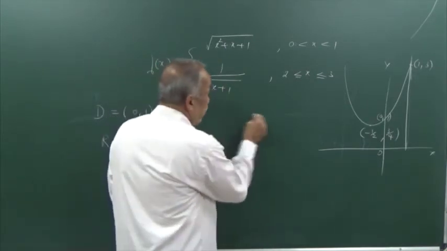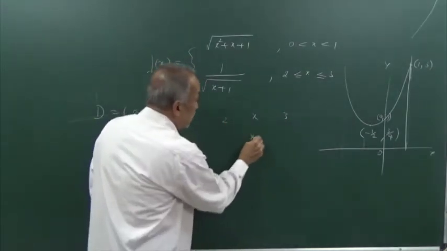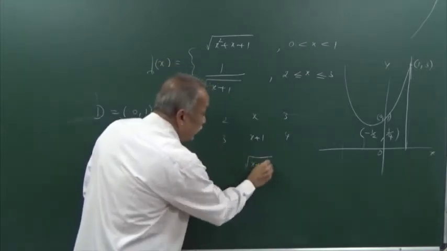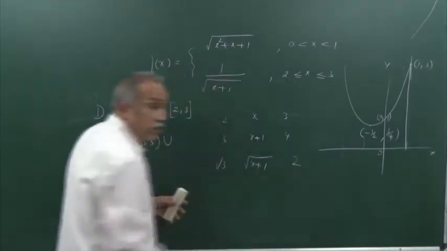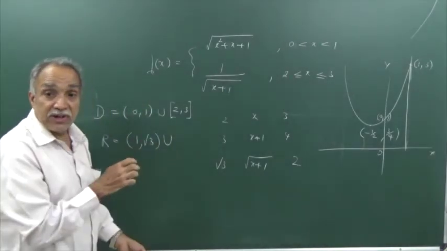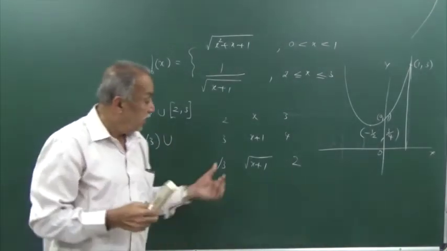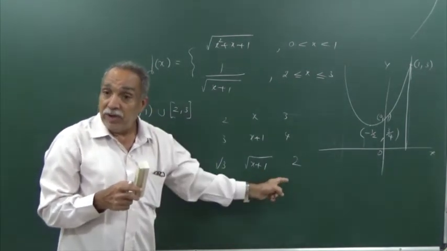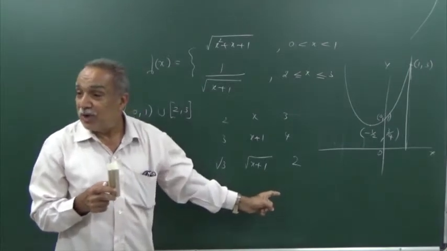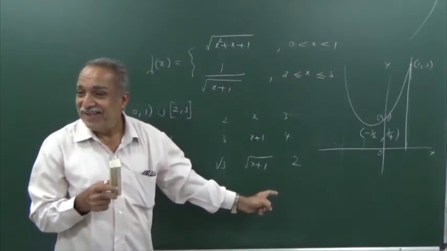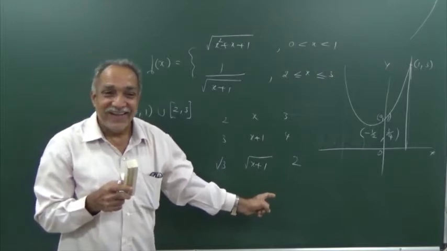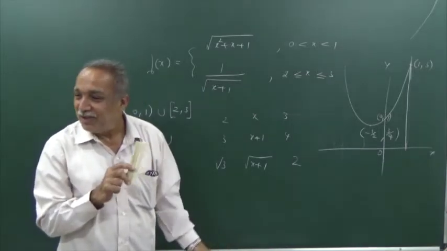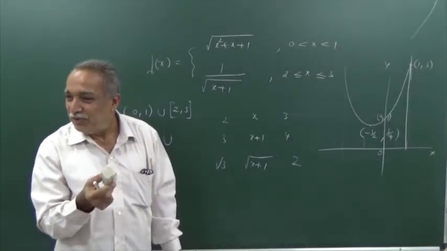Your x is varying from 2 to 3. X plus 1 is varying from 3 to 4. Root of x plus 1 will be varying from root 3 to 2. When you apply reciprocals, values will lie between 1 by root 3 and 1 by 2. Which of them is smaller? 1 by 2. Left end point of the interval 1 by 2, right end point 1 by root 3.